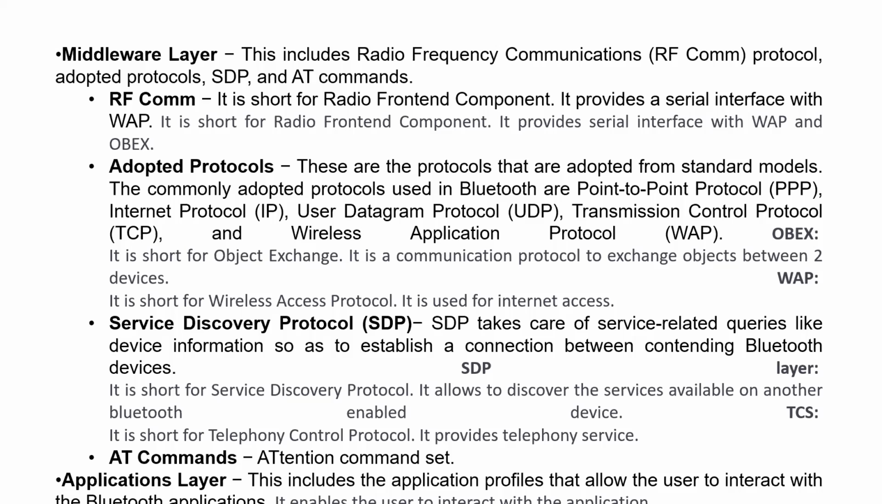Let us go to the first part of this, which is RFCOMM, the radio frequency communication protocol, or it is also called the radio front-end component. It provides serial wireless communication, and it is using the WAP protocol, the wireless access protocol. Sometimes it is also called the wireless application protocol. So you must know this.